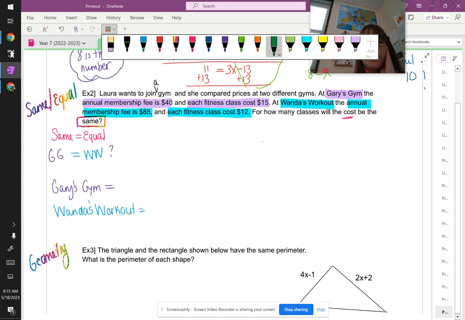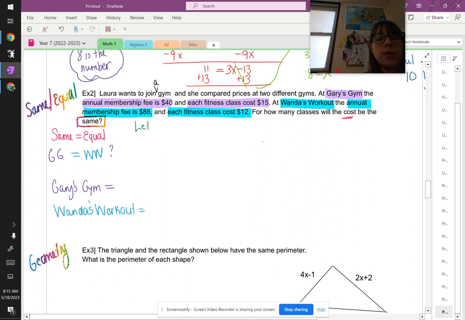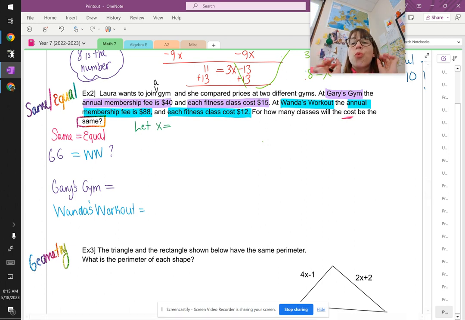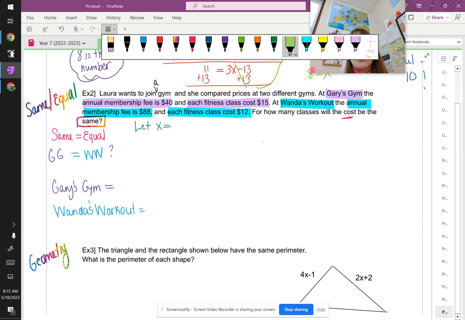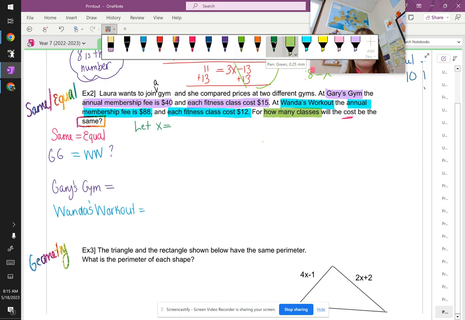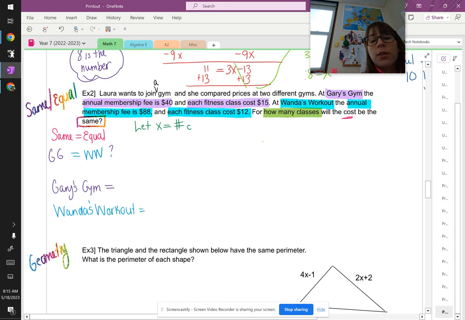Since we're using variables here, obviously we need a variable because that's the whole point of this, but we need a let statement. We need to let x equal. The let statement comes right from the question. What was the question asking you? For how many classes? So let x equal the number of classes.